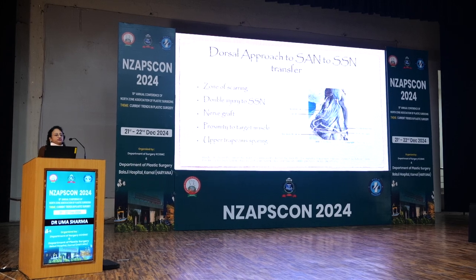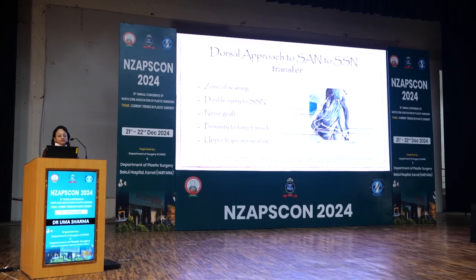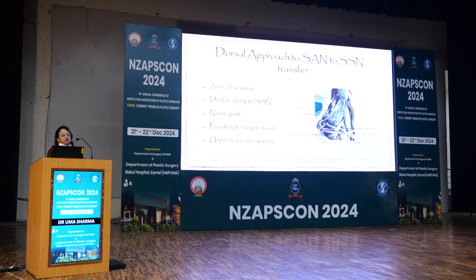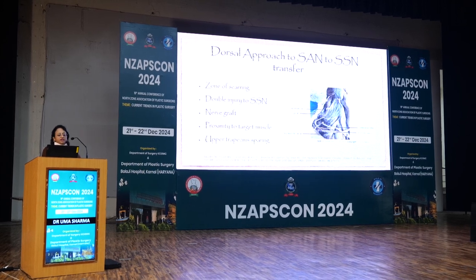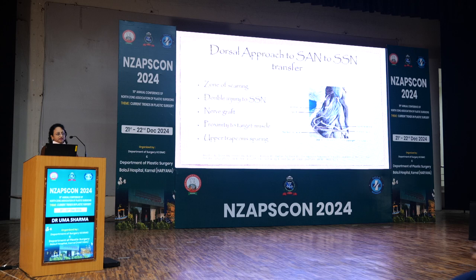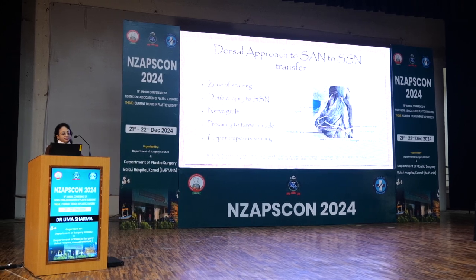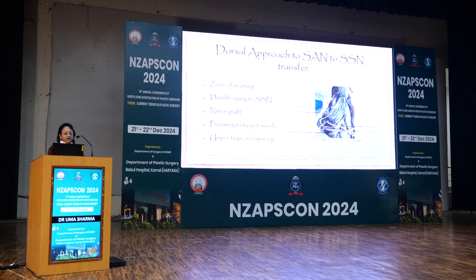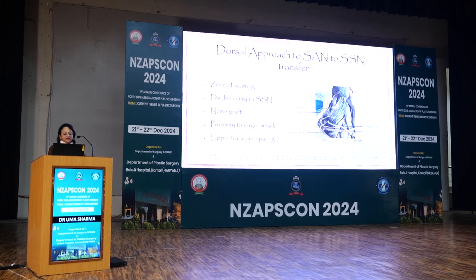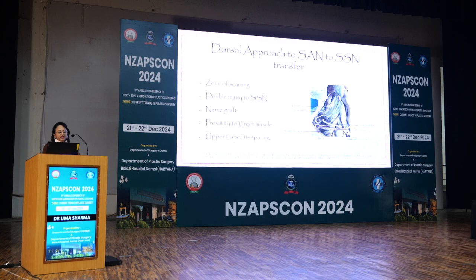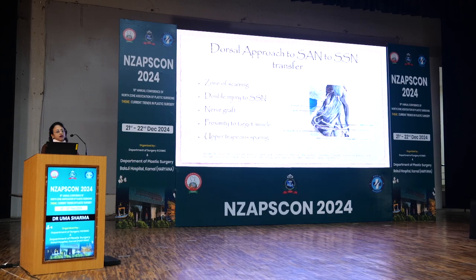The dorsal approach to spinal accessory nerve to suprascapular nerve transfer is advised or preferred by some because of the extensive zone of scarring that may be present in the region of the neck. There can be a double injury to the suprascapular nerve, one in the neck and second in the suprascapular foot. The other could be that a nerve graft is required when it is done through the anterior approach.